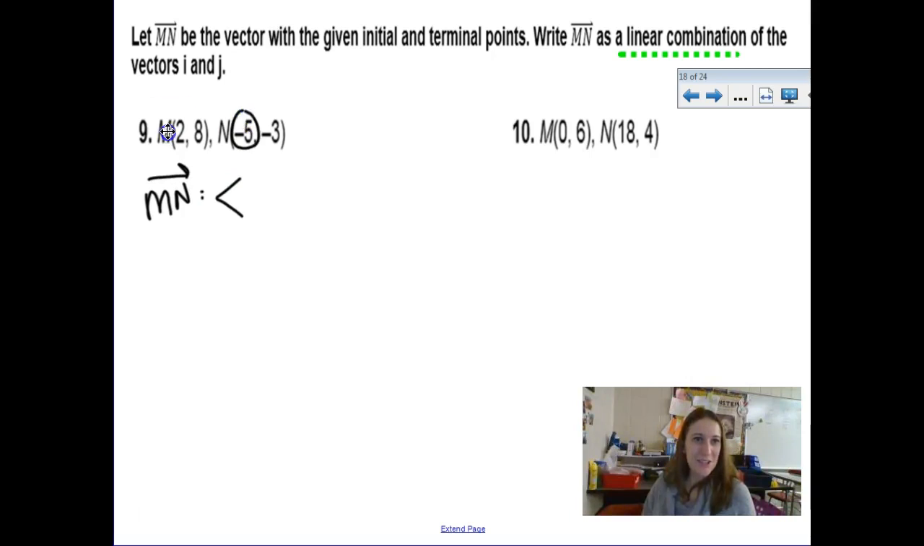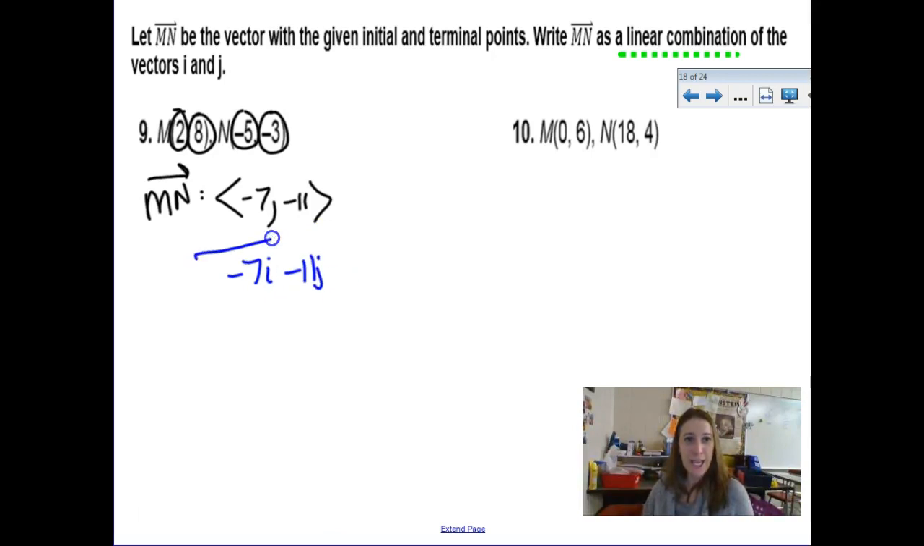Alright, x2 minus x1, negative 5 minus 2 is negative 7, and then y2 minus y1 is negative 11. Then they want the linear combination with i and j, so this is negative 7i, and then instead of plus negative 11j, can we just write minus 11j and call it a day?